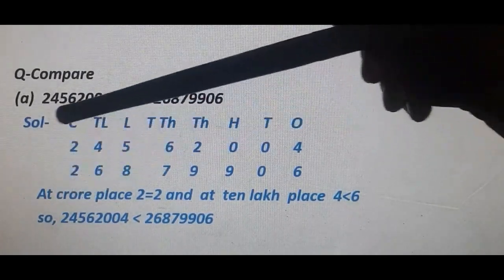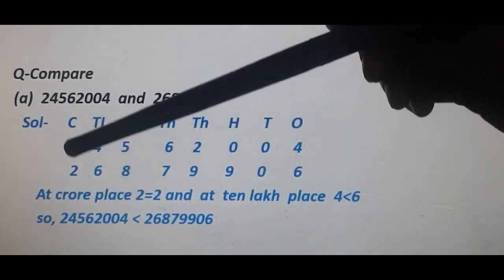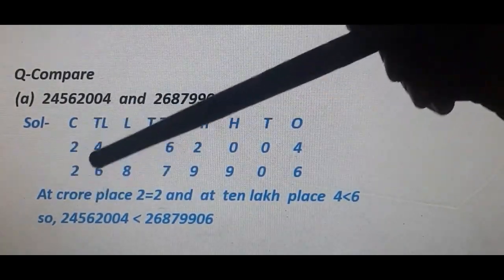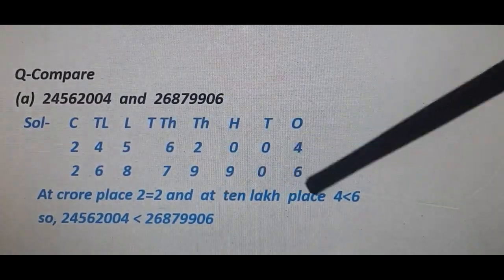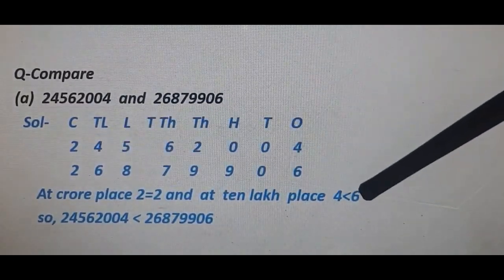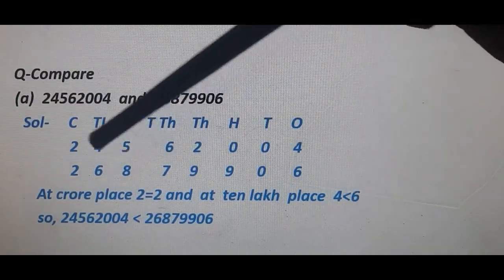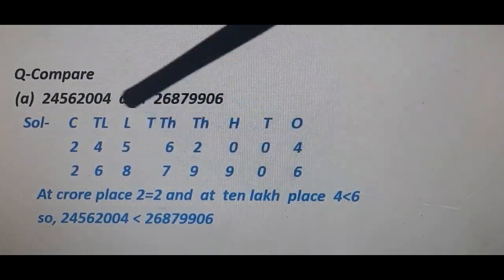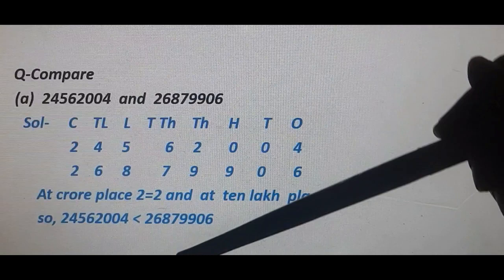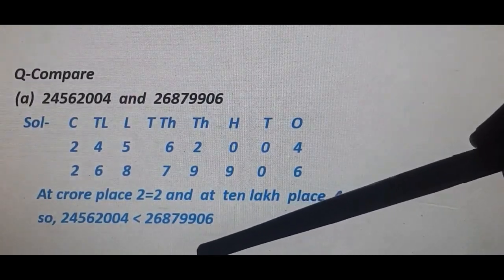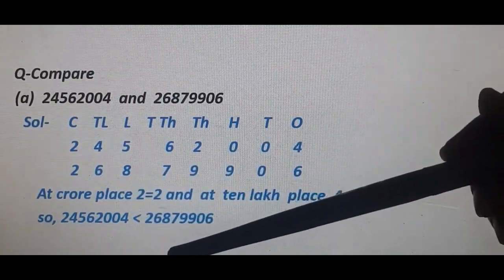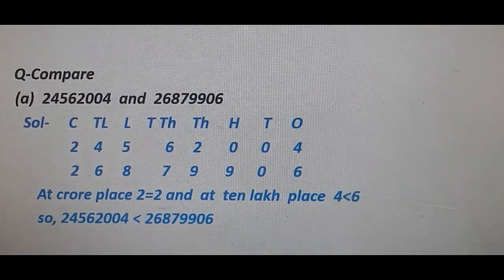Now we have to tell which one is greater, or which one is smaller. So see this crore place. At crore place 2 is equal to 2, same. So we will go to the next digit, that is 10 lakh place. At 10 lakh place 4 is less than 6, then definitely this numeral is less than the second numeral. So we will write here: 2 crore 45 lakh 62,004 is less than 2 crore 68 lakh 79,906. Right?